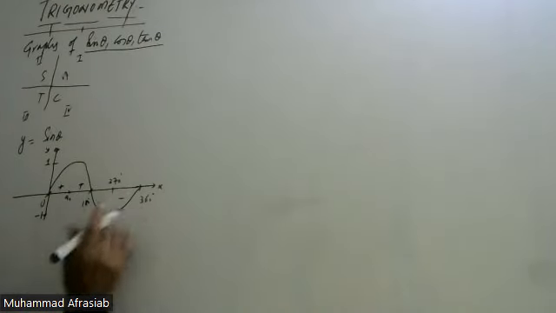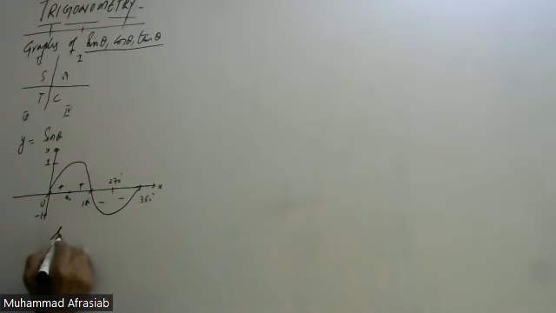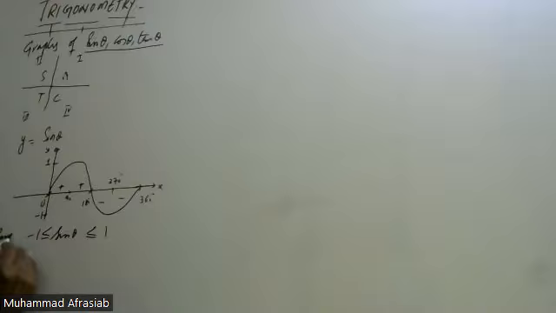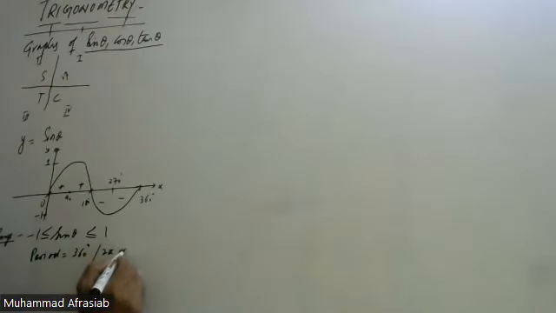so the sine graph is like this, and the range of this graph is -1 till 1. This is the range of the graph of sine of x. And the period of this graph is 360 degrees or 2 pi.